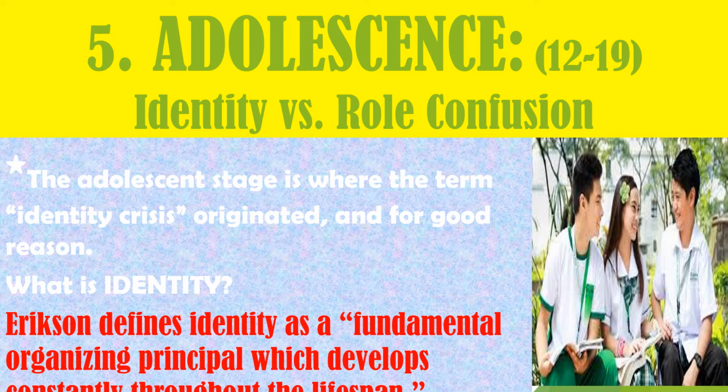My topic for today is all about adolescence. This is the fifth stage of Erikson's theory. Adolescence is identity versus role confusion. In this stage, this is the age of 12 to 19.